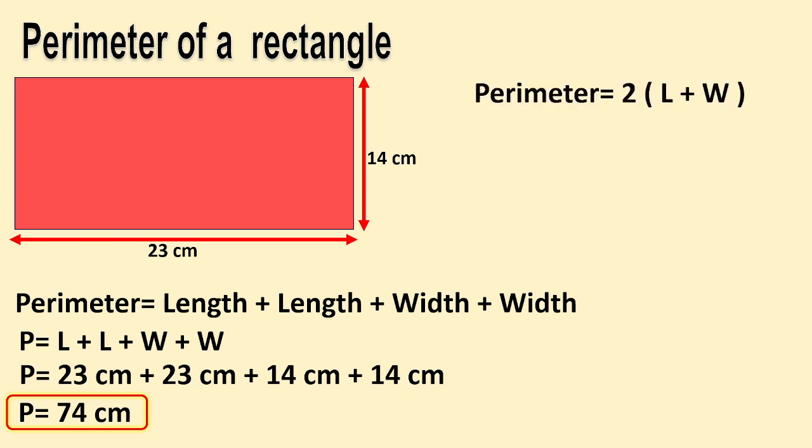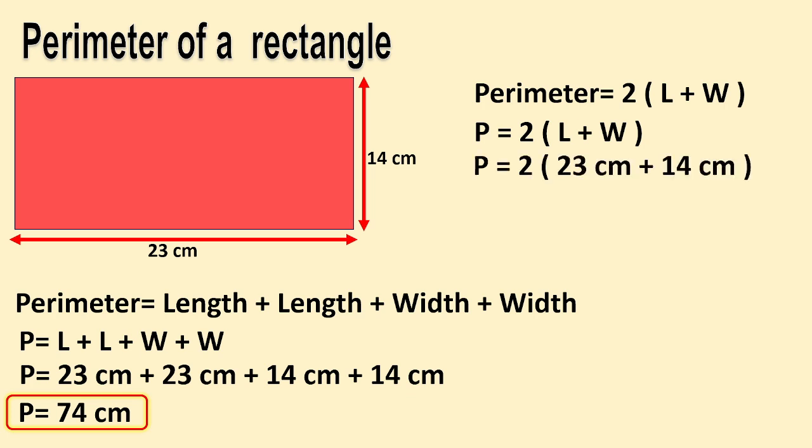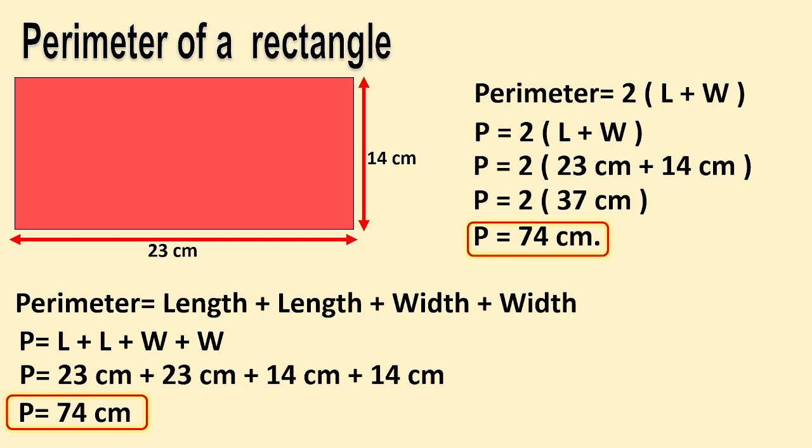Another formula we have here, perimeter equals 2 times (length plus width). So we are going to write P equals 2 times (L plus W). P equals 2 times the length is 23 centimeters plus the width is 14 centimeters. So 23 plus 14 equals 37 centimeters. So we're going to write 2 multiplied by 37 centimeters. So 2 times 37 equals 74 centimeters. So the answer is 74 centimeters.